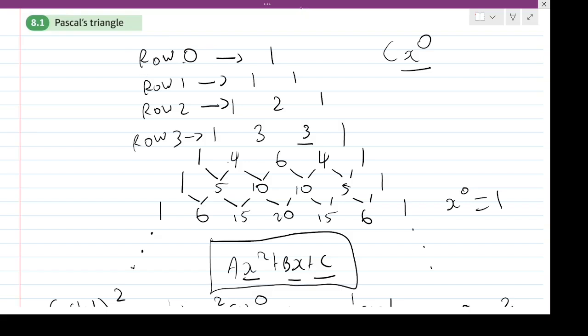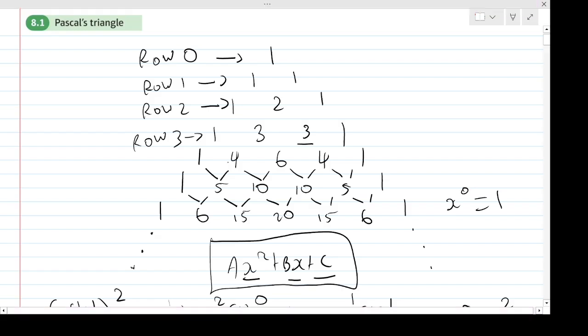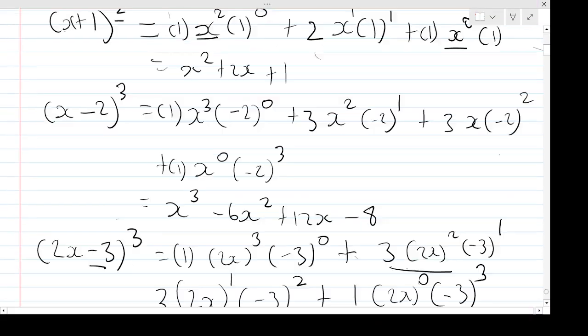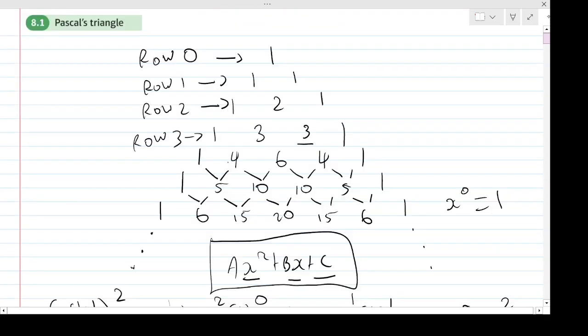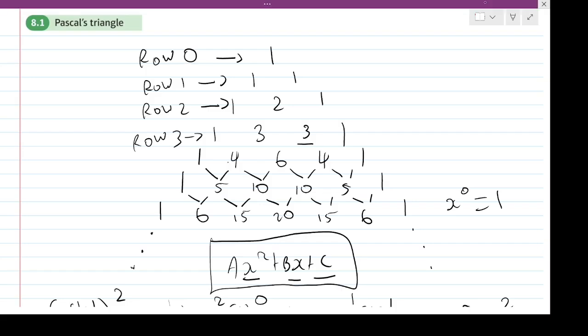Because the row number, again, corresponds to the degree of, say, a bracket, right? So we don't start from row 1. We start from row 0, okay? Because of the fact we can have powers of 0 in our expansion. So when you use Pascal's triangle, it's very important to remember you start from 0 when you look at the rows, okay? And then you go from there.